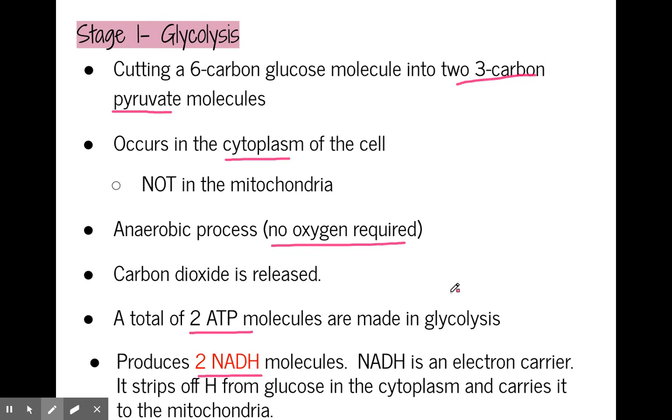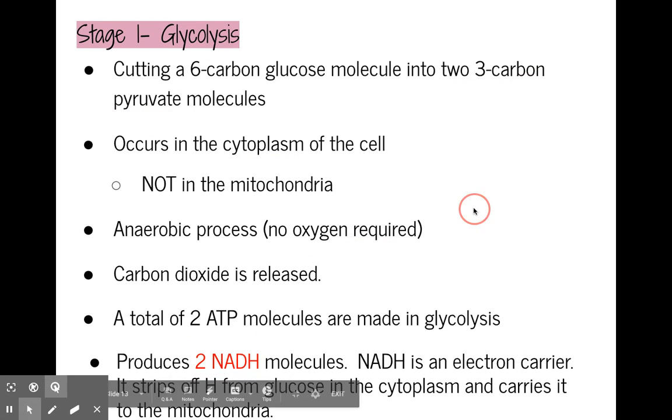Basically, what it does is it strips off hydrogen, meaning it takes the hydrogen from glucose in the cytoplasm and carries it to the mitochondria. NADH, you guys, is like Uber or Lyft, okay? It picks up a hydrogen and drops it off at the mitochondria. Once it drops it off, it goes back to the cytoplasm and picks up another hydrogen from glycolysis, and then drops it back off at the mitochondria.